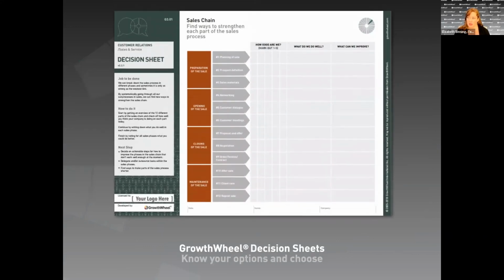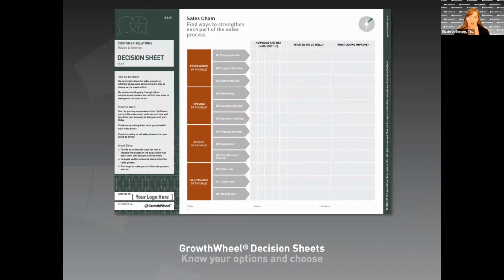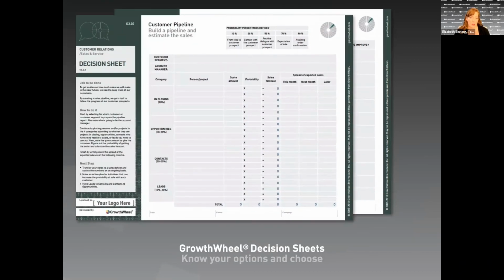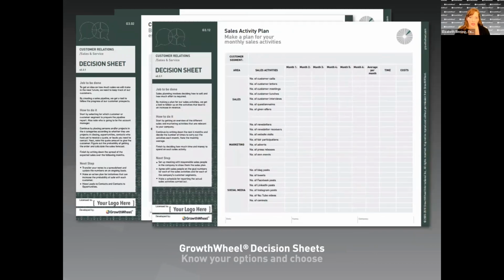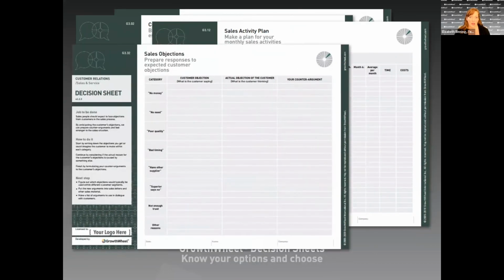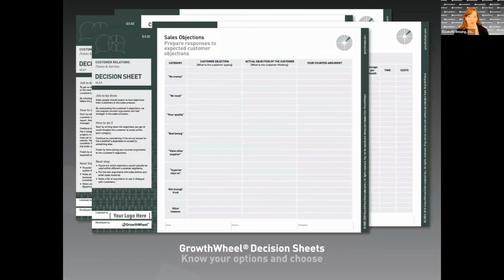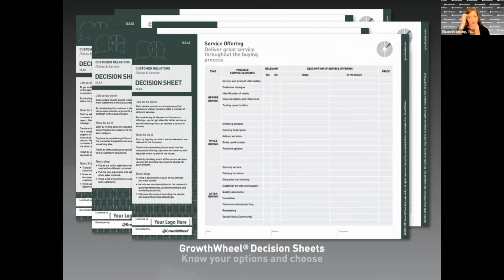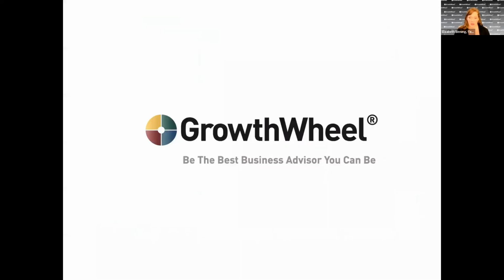And then we looked at the decision sheets here from the sales chain and how to strengthen the sales process, build that pipeline, estimate sales, create a plan for the monthly sales activities, prepare responses to expected customer objections, and then deliver great service throughout that buying process. So trying to make that really easy for the clients with that.